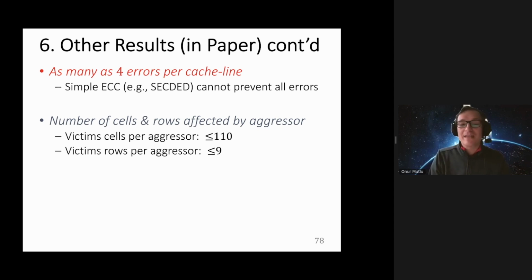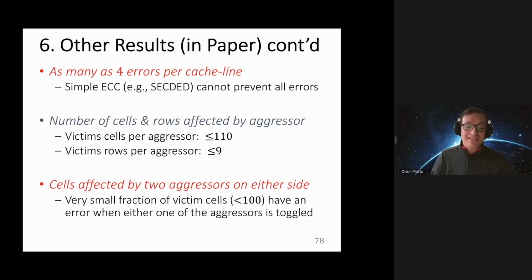And we also showed that you can have many cells and rows affected by an aggressor. It's not just the physically adjacent rows, but as you go a little bit farther in terms of physical adjacency, you still get effects in terms of Rowhammer. The effect is not as bad as it would be for the immediately physically adjacent rows. It actually reduces exponentially, but still you can hammer non-physically adjacent rows also.